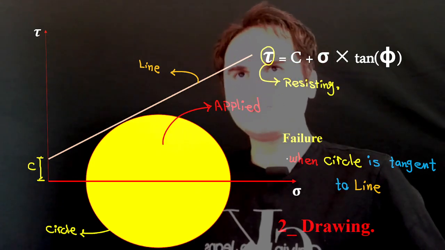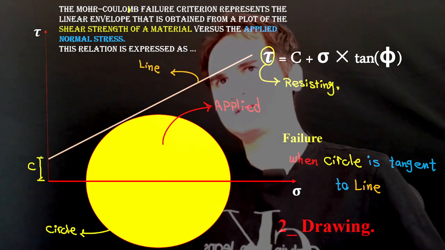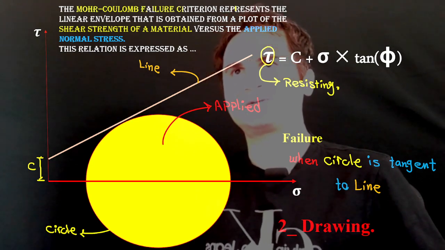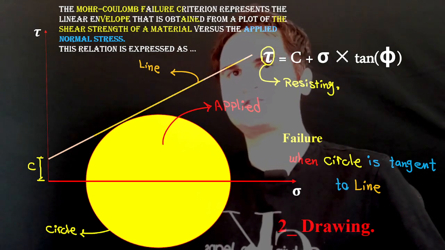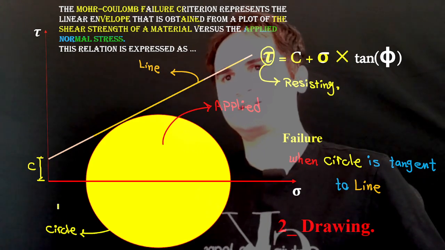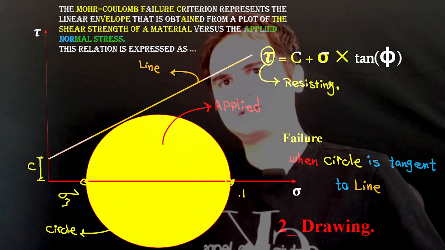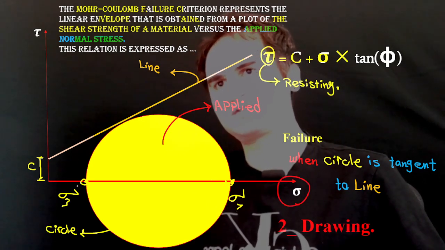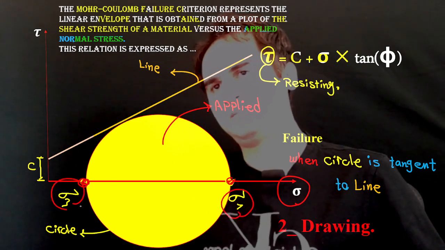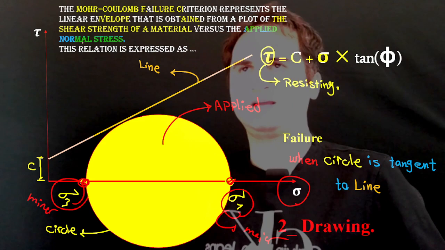So now we can interpret the Mohr-Coulomb failure like this. The Mohr failure criterion, the linear envelope, which is obtained from plotting the shear strength versus the applied normal stresses, sigma minor and sigma major, which are on the axis of normal stress. So these two points are the minor and major stresses. This is the minor stress, this is the major stress. And that's why we can define it this way.